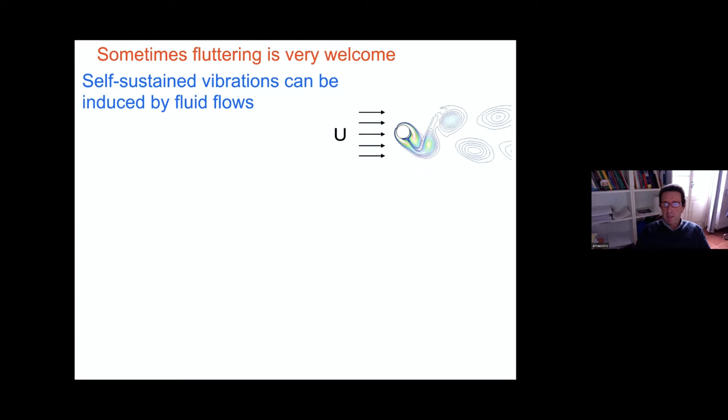So let me simplify the analysis and consider a bluff body, a cylinder in this case, and assume that there is a flow flowing from the left to the right, impacting this cylinder. As you know, if the Reynolds number is sufficiently high, you have generation of vortices, and there is a wake. And because of that, you have generation of fluctuations in the pressure field behind the cylinder.